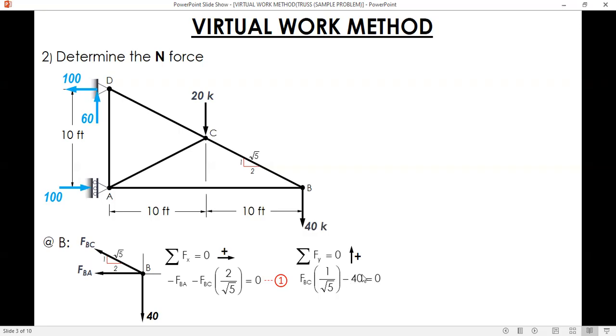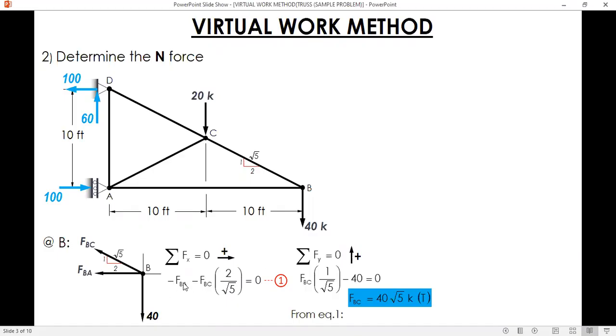Okay, transpose 40 and then multiply it by square root of 5. That's FBC. Positive siya, so therefore tension. So after this, you substitute this value sa equation 1. So 40 square root of 5, substitute ni mo dire. 40 square root of 5 times 2 over square root of 5. The result is negative 80.